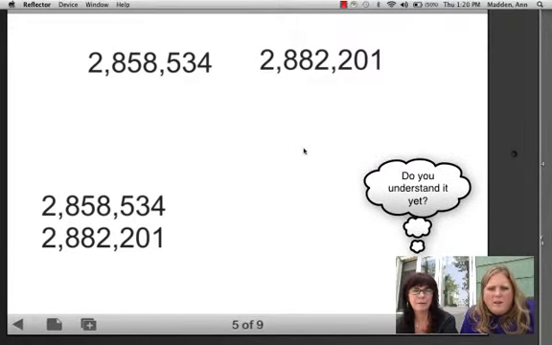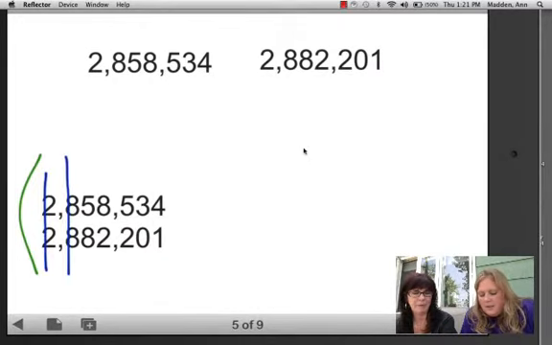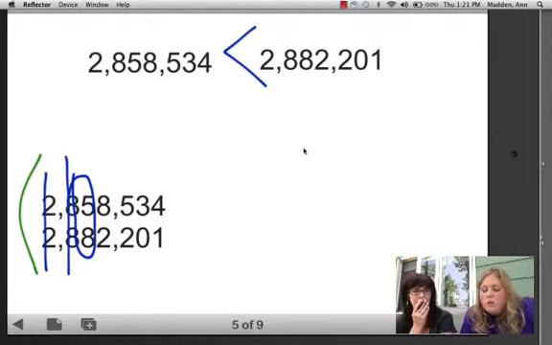You can compare any numbers no matter how big or how small. This number is way into the millions place value. What I need to do is the same thing, I need to line up those numbers on top of each other. I always start from the left. 2 is equal to 2. 8 is equal to 8. 5 and 8 is where I see my first difference. 8 is greater than 5. Therefore, 2,882,201 is greater than 2,858,534.